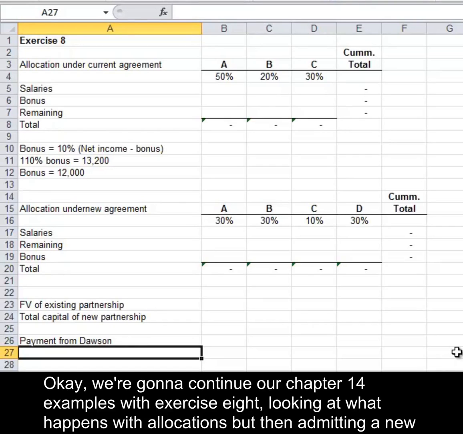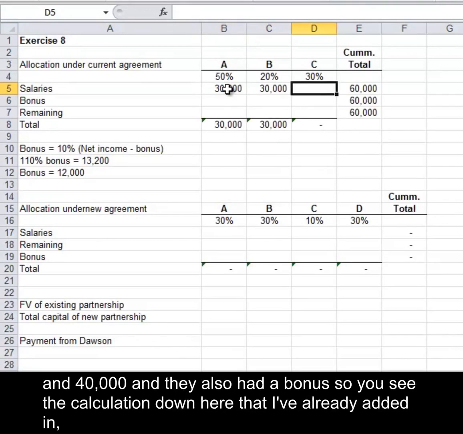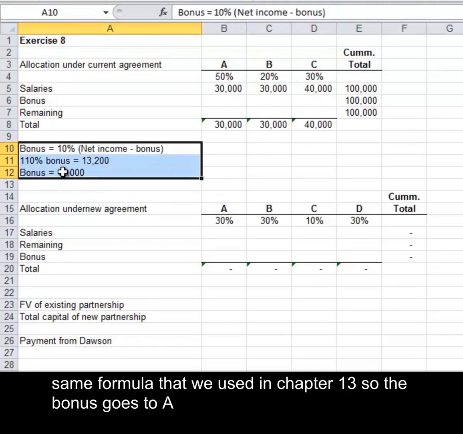Okay, we're going to continue our Chapter 14 examples with Exercise 8, looking at what happens with allocations, but then admitting a new partner. So if you look at the problem, the original agreement is what we have at the top, and there were salaries of $30,000, $30,000, and $40,000, and they also had a bonus. So you see the calculation down here that I've already added in, same formula that we used in Chapter 13.